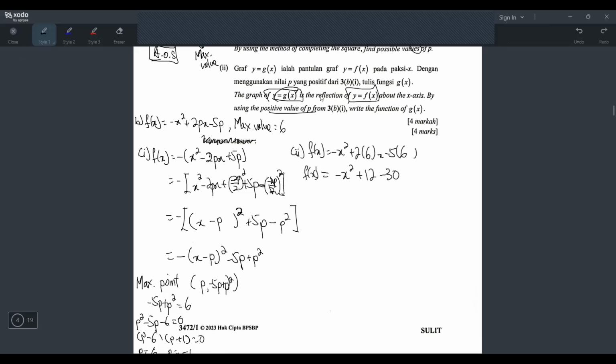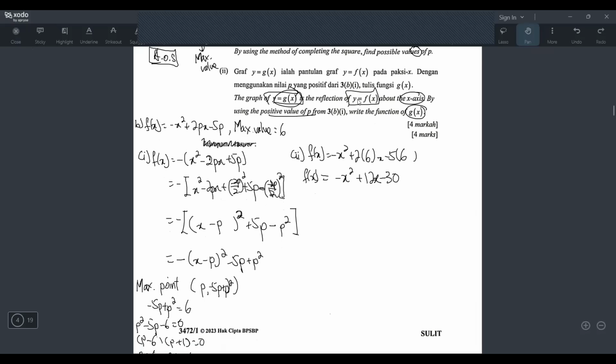But they say g(x) is actually the reflection of f(x) about the x-axis. And then by using positive value of p from 3b(i), write the function of g(x). Okay, I forgot to write x here. So how do you write the function of g(x)? This type of question is very famous in exams as well, where they ask you to reflect in the x-axis or reflect in the y-axis, right? So imagine this curve. How will the shape look like? It will look like this, right? So when it reflects in the x-axis, this whole shape will change to like this. But some students will just change the negative to positive like this, and then they will just keep everything like this. But this is actually wrong.